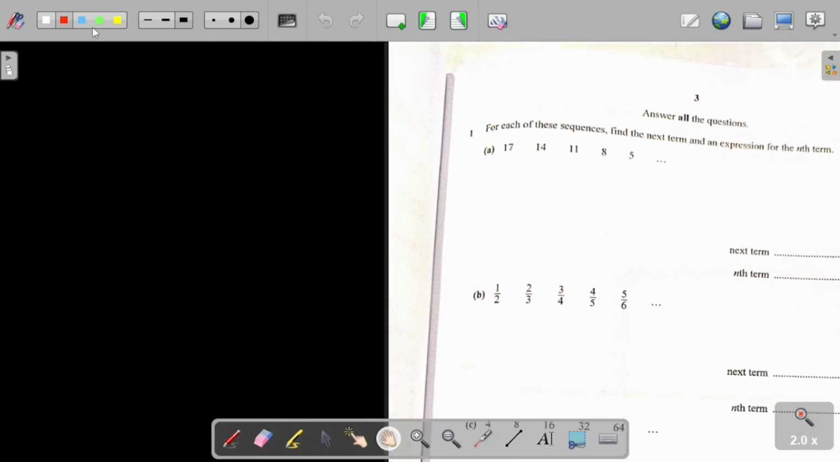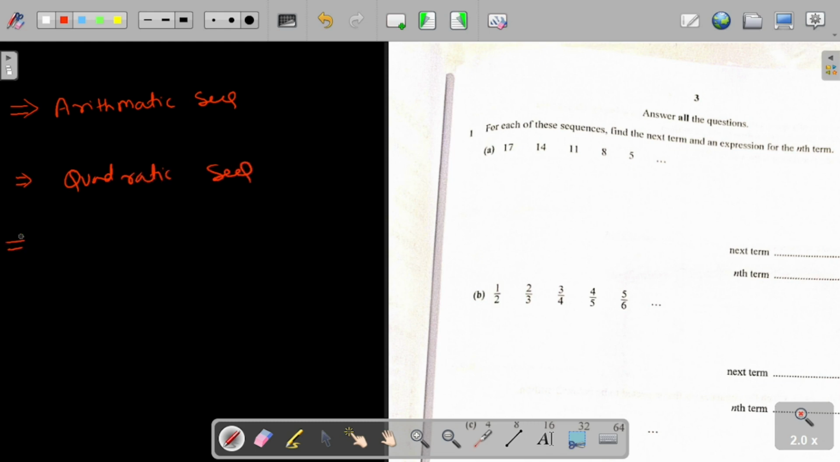So I will try to summarize the basic concept of sequences with the help of this question. We will also solve similar questions from previous year papers belonging to this sequence chapter, right? So the whole video will be based on this sequence topic. First of all we have to study arithmetic sequence, then quadratic sequence, then the cubic sequence, then the geometric sequence and some other sequences.